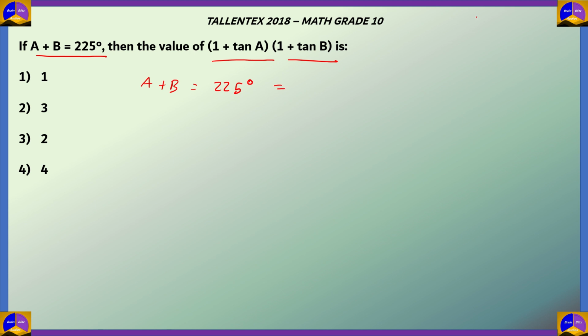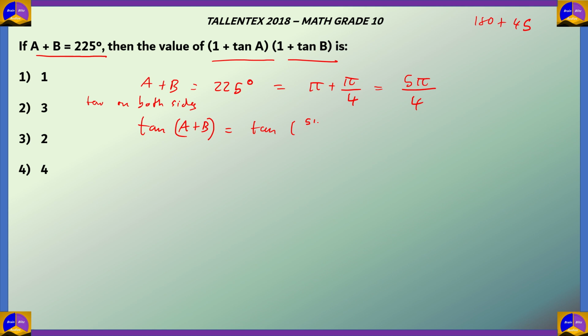Now, 225 is basically 180 plus 45. So therefore, when we convert it to radian, you get pi plus pi by 4 as the value of a plus b. So its total value comes out to be 5 pi by 4. So the angle in question is 5 pi by 4. So now we need to find out the tangent of this particular angle. So taking tan on both sides, we get tan of (a plus b) is the same as tan of 5 pi by 4.